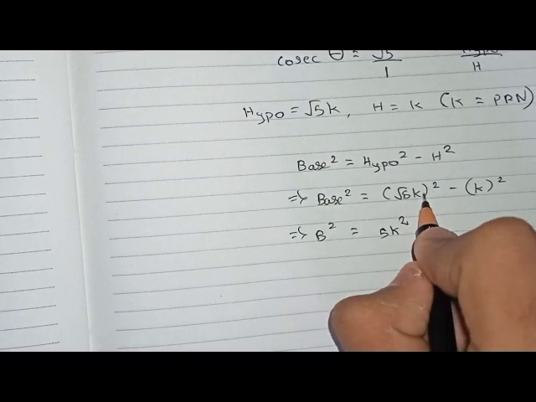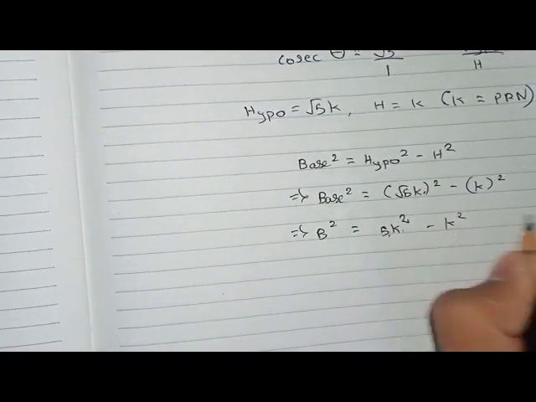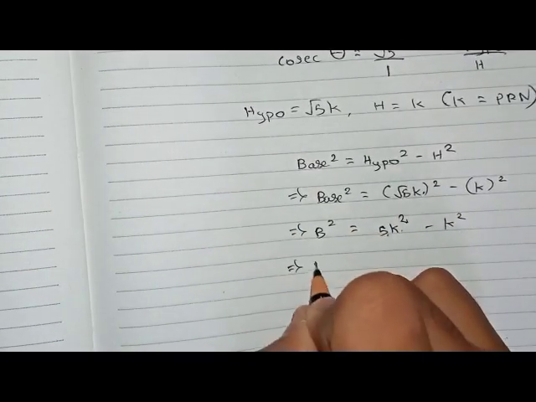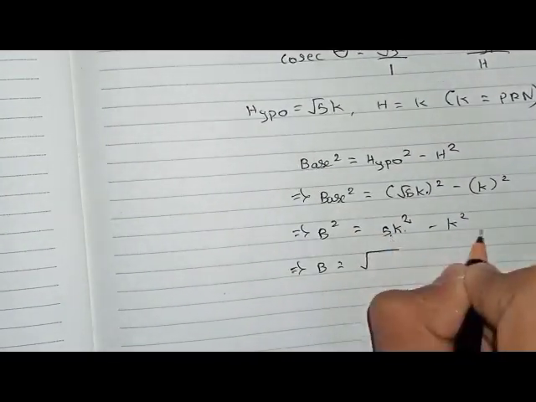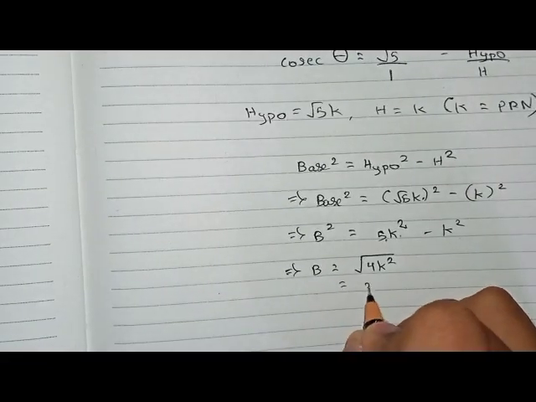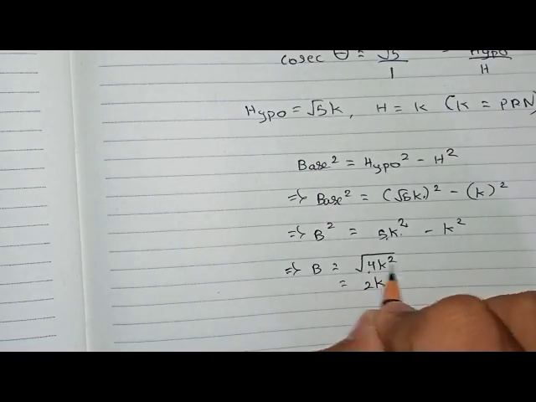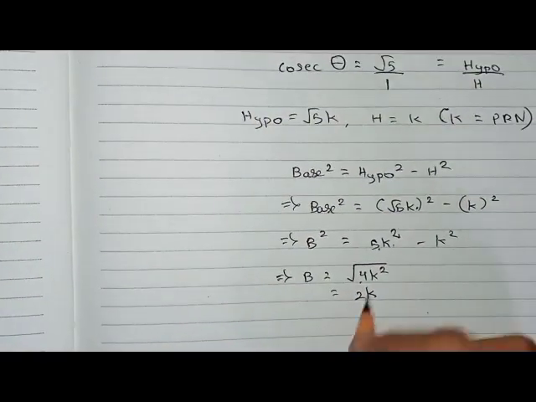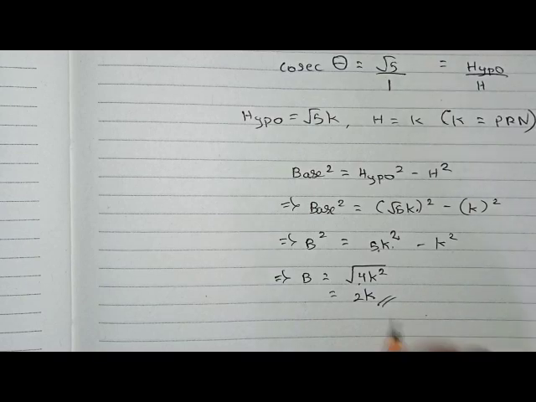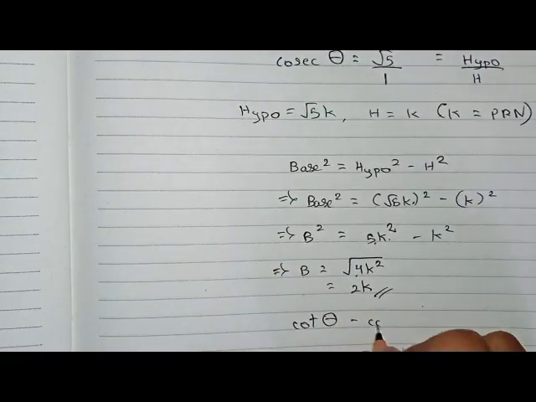Root 5 into root 5, that will be 5 only. So 5k square minus k square. So base is equal to root over 5k square minus k square, that will be 4k square. So it is equal to 2k. Root over 4, that will be 2, and root over k square, k. So base value got 2k. Now it is said that we have to find out the value of cot theta minus cos theta.